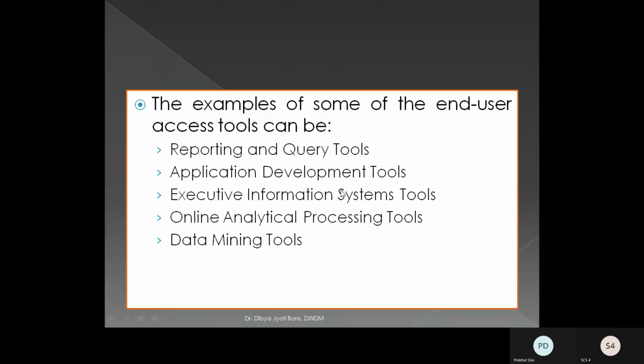Okay, like reporting and query tools, EIS, executive information system tools, online analytical processing tools. Maximum we deal with this one, OLAP. Okay, and the data mining tools only when we need some more study on those data. Otherwise, we are not going to need that.